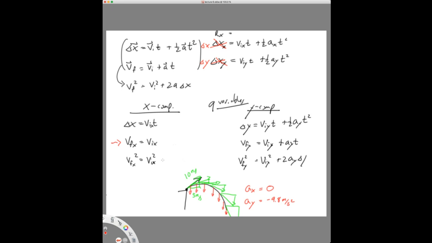Now equation 3 is just equation 2 squared, so it doesn't tell us anything new. It says the exact same thing as equation 2, so why do we need it? We don't need it. So what really happens now, once we recognize that ax equals 0, and we're in 2 dimensions, is we really only have 4 equations that we will use. Okay, we will use these 4 equations.